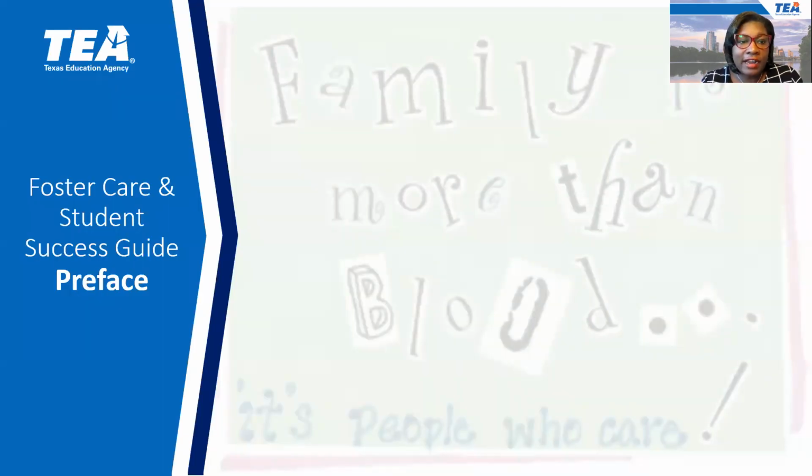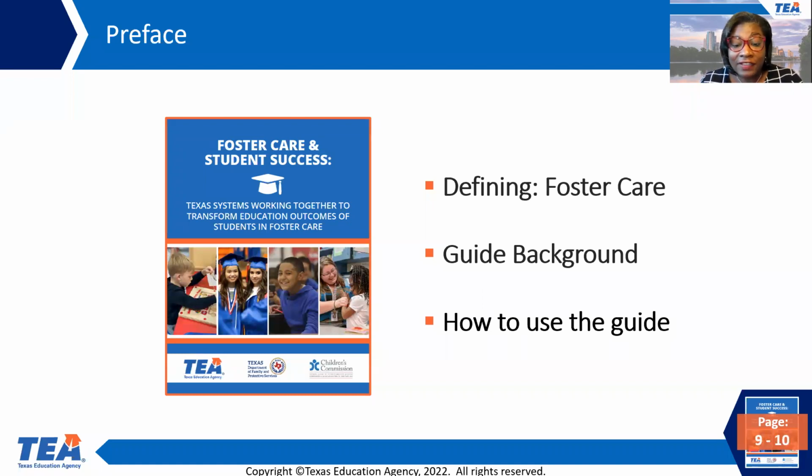So now let's go in and start talking about the preface of the guide. The preface starts on page 9 of the guide, so pages 9 and 10. In this section, the definition that is used for foster care is defined, and it will be used for the term throughout the guide. Foster care is used to refer to children and youth who are in custody of the state of Texas due to abuse and/or neglect, regardless of their living arrangements. That is the working definition used for foster care throughout this entire guide. So we wanted to provide that information up front. Please go through the rest of the definition for an understanding of how foster care is used throughout this guide. There is a box on page 9 that provides that definition information.